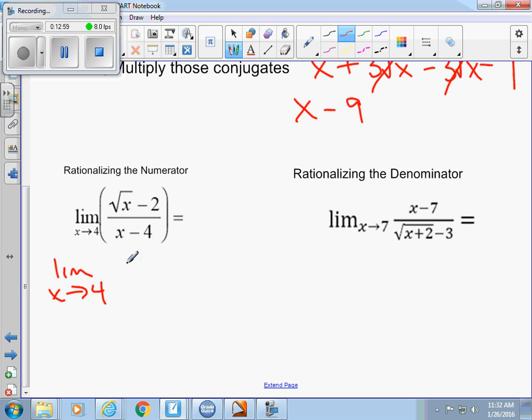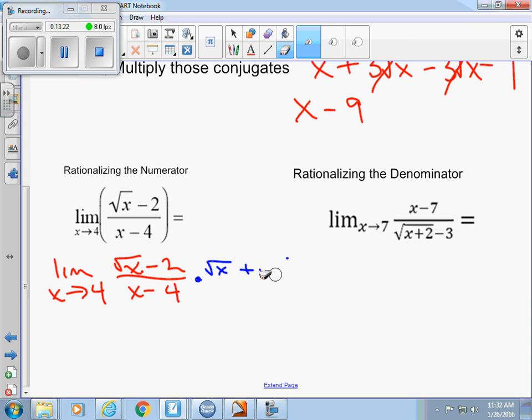I can do anything to a fraction I want as long as I do it to the top and the bottom. Now, we have always rationalized denominators before, but this time I would rather rationalize the numerator to get rid of the radical on top. So I'm going to multiply by the square root of x plus 2.